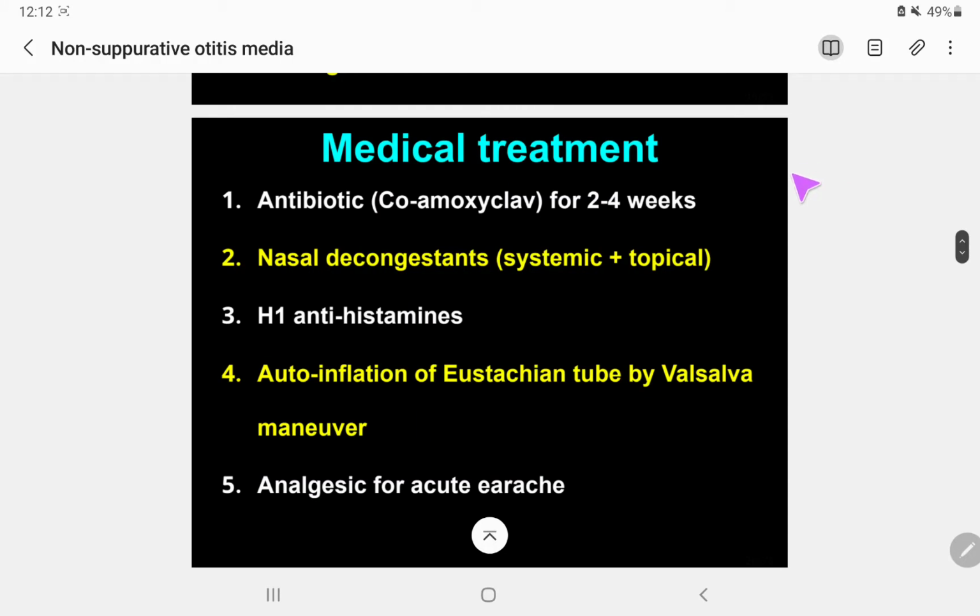So how do we treat a patient with otitis media with effusion? It's very, very, very important to use an antibiotic, especially amoxiclav, right? Okay, completely forgot how to pronounce it. Okay, so amoxiclav for 2 to 4 weeks. Okay, this is very important.